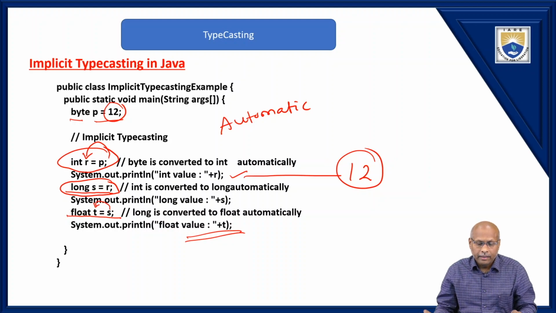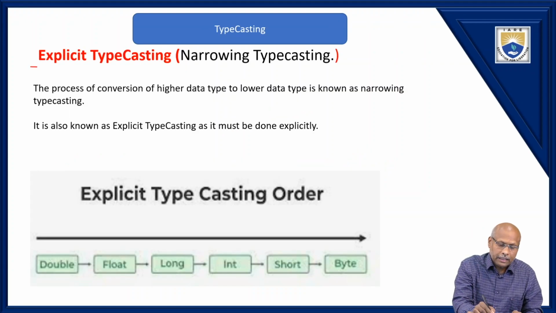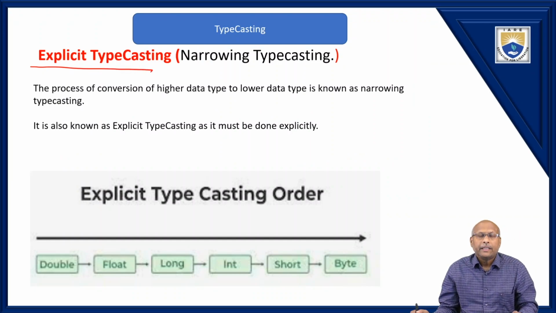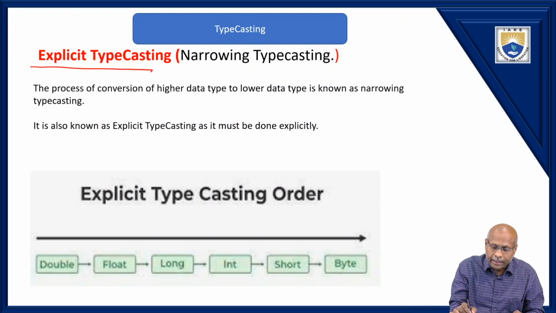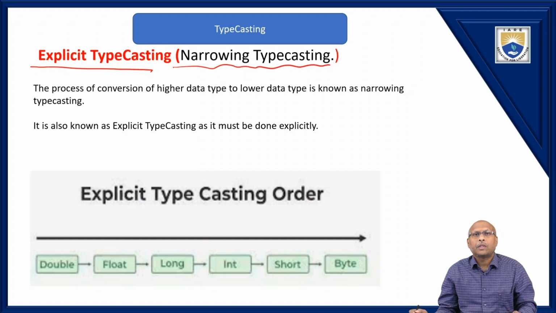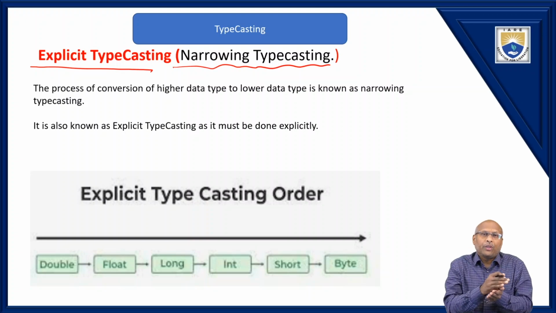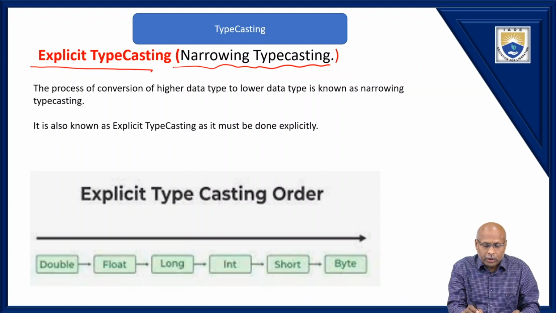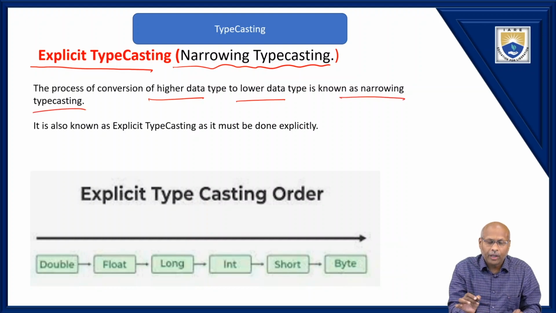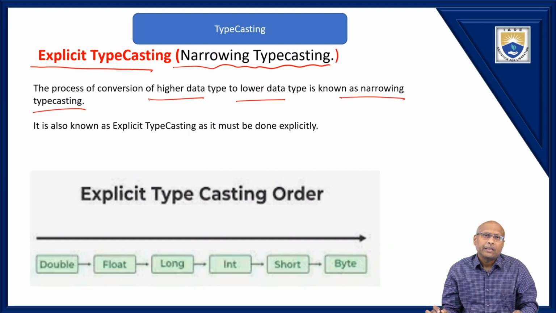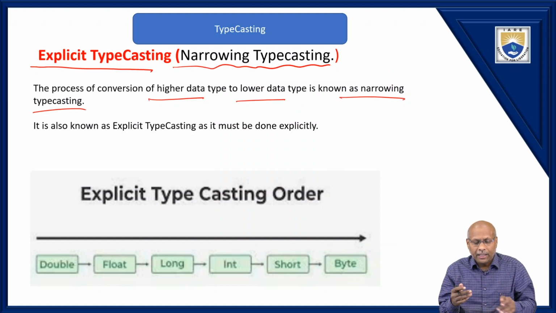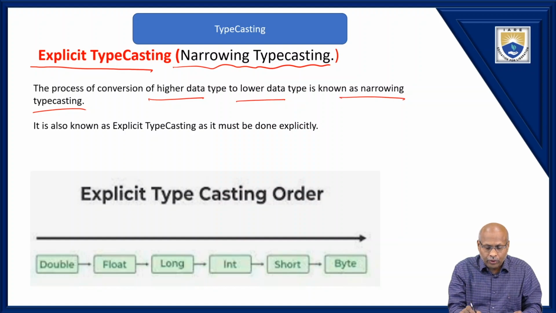Widening. Next, we will go for another typecasting, that is explicit typecasting. This explicit typecasting is also known as narrowing typecasting. That means you are converting the data from higher to lower. The process of conversion from higher data to lower data is known as narrowing typecasting, also called explicit typecasting. That means you are forcefully converting. Forceful conversion from one type to another type is also known as explicit typecasting.